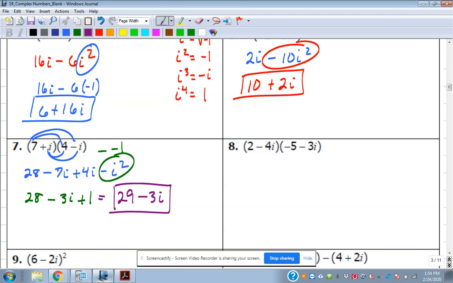Let's do number 8. Same story. 2 times negative 5, negative 10. 2 times negative 3i, negative 6i. And then multiply negative 4i. It'd be positive 20i. Positive 12i squared.